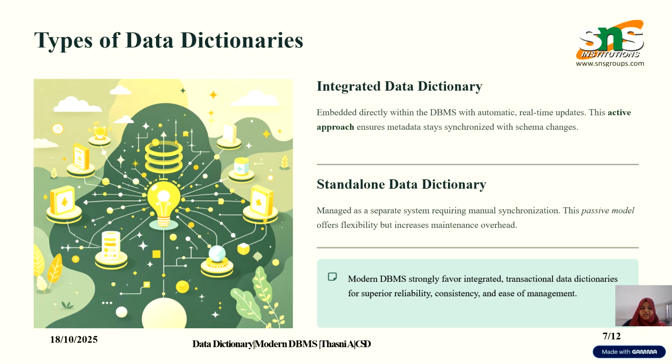There are two types of data dictionary: the integrated data dictionary and the standalone data dictionary. The integrated one is embedded directly within the DBMS database with automatic and real-time updates, which we call the active approach, where metadata stays synchronized with schema changes. A standalone data dictionary is a separate system requiring manual synchronization, which we call a passive model.